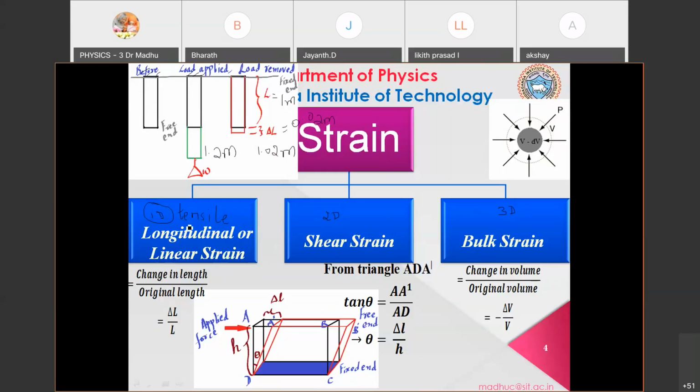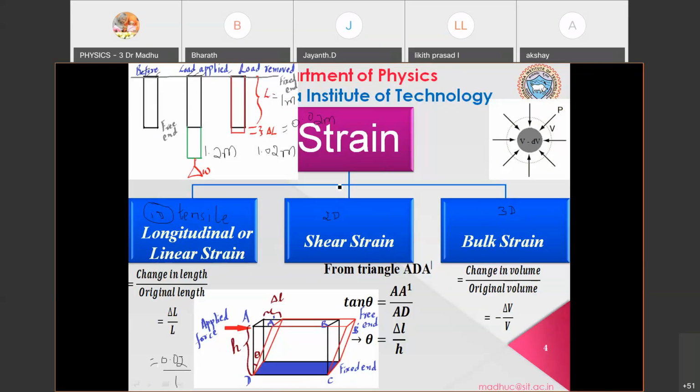So how do you define this longitudinal strain? It is the change in length by original length, which is nothing but 0.02 meters by 1 meter. The meter will cancel, so it will be 0.02, which is a dimensionless quantity. Whether you're talking about longitudinal, shear, or bulk, all these strains are dimensionless. They don't have any units.